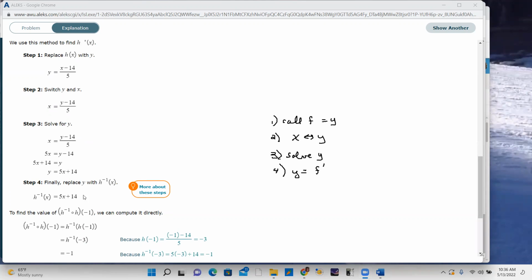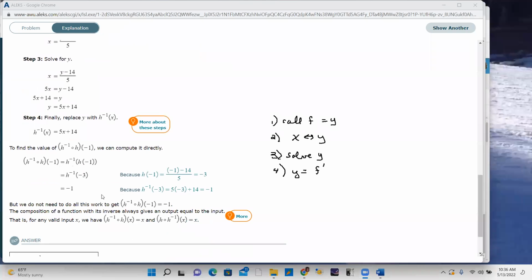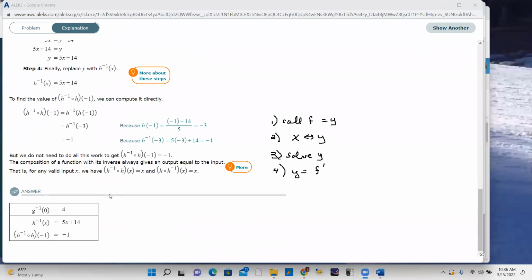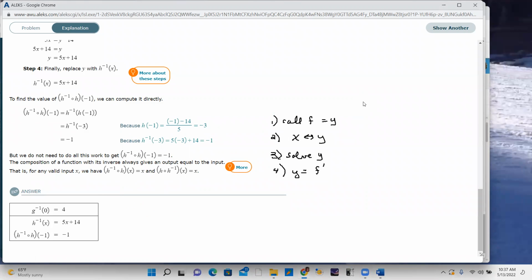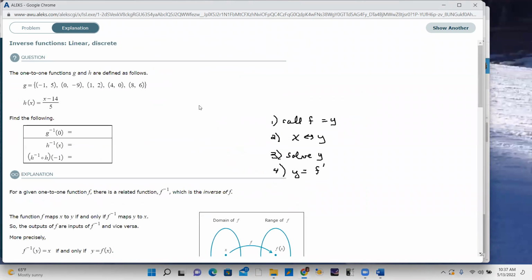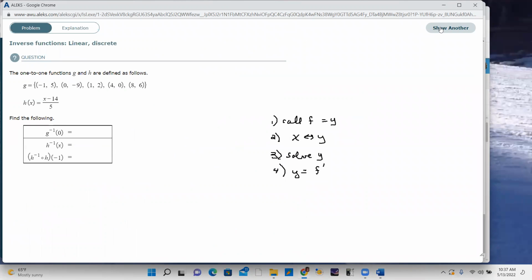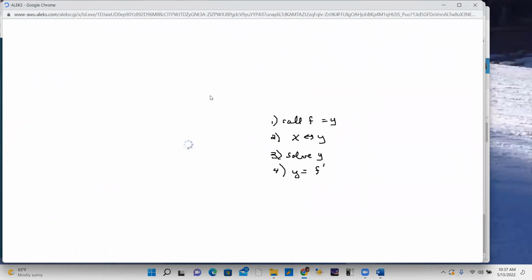If you get an inverse function, it's 1-to-1. And so even though you could compute it directly, you can just say you get the same thing back. This kind of goes in more detail about why that works. Okay, so try this one.